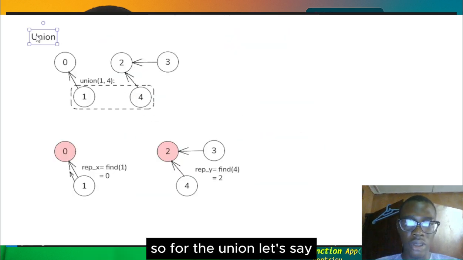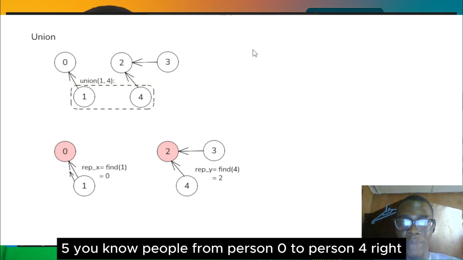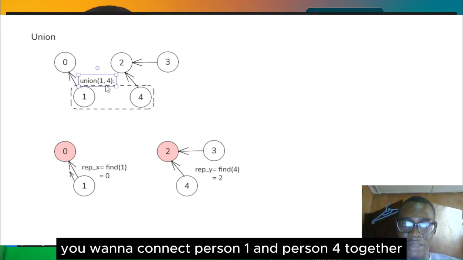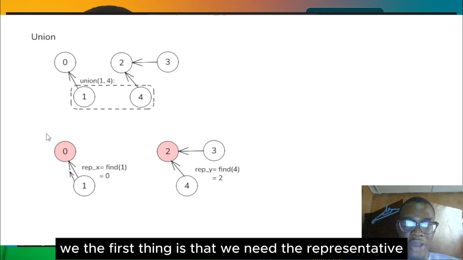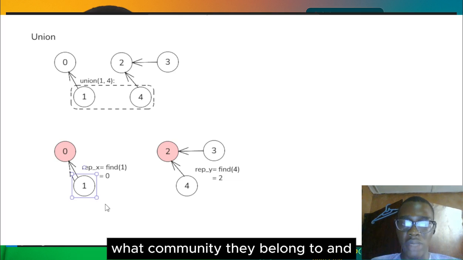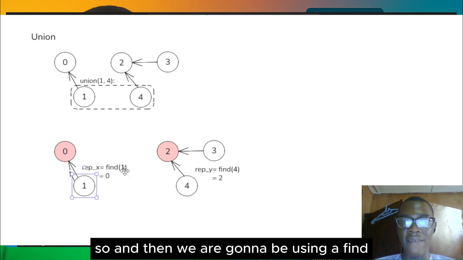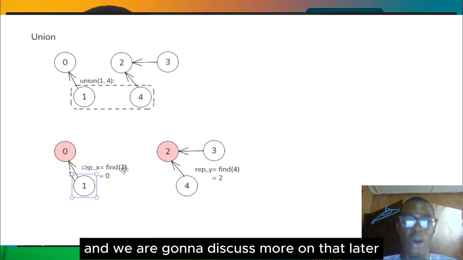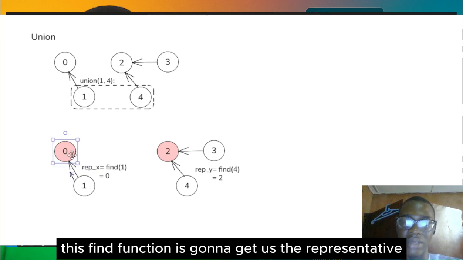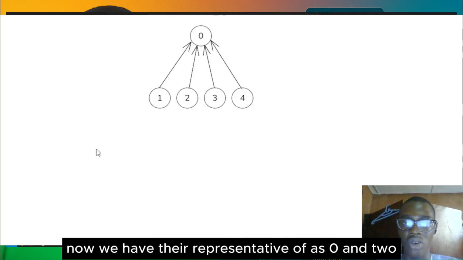So for the union, let's consider the previous example whereby we have 5 people from person 0 to person 4. Now let's say we want to connect person 1 and person 4 together. The first thing is that we will need the representative of each of these persons, so that we can know what communities they belong to and what communities we are trying to merge together. We are going to use a find function, and we will discuss more later how the find function behaves. This find function is going to get us the representatives of person 1 and person 4. Now we have the representatives as 0 and 2.